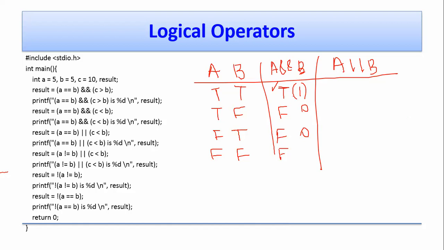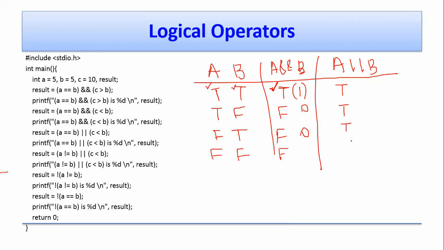So in the AND operator, the output is true only when both inputs are true, others are false. If it is the OR operator, at least one input is true, then the output is true. Here both are true, then this is true. Here one is true, then the output is true. Here the other operand is true, then true.